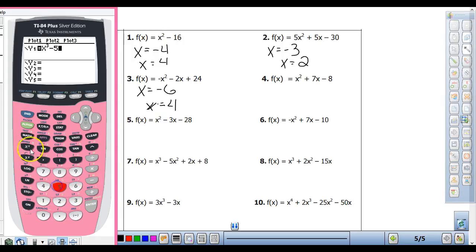Minus 5x squared plus 2x plus 8. Anybody need help typing that in? Yep, so now you need to use your arrow key over once. Over again so that it goes normal. There you go. Now you can type in that.